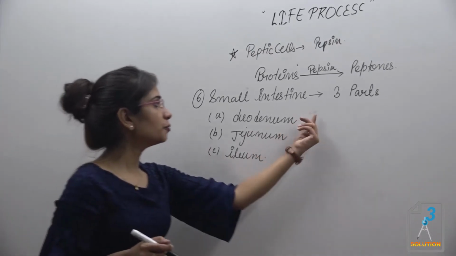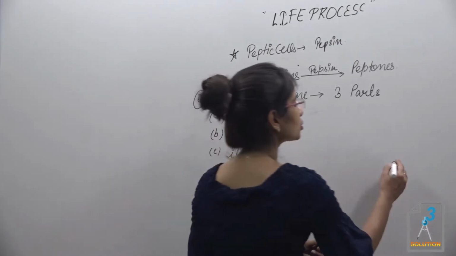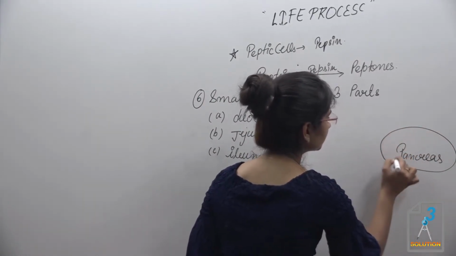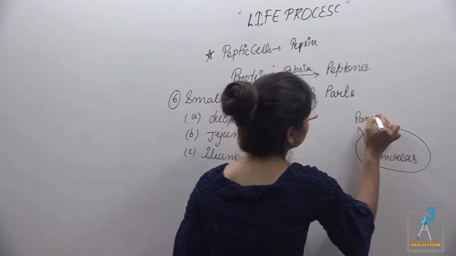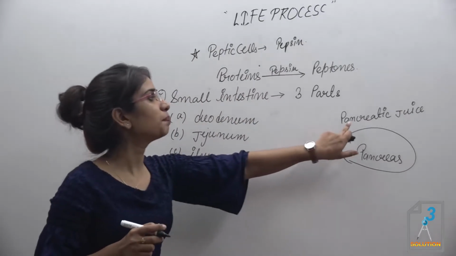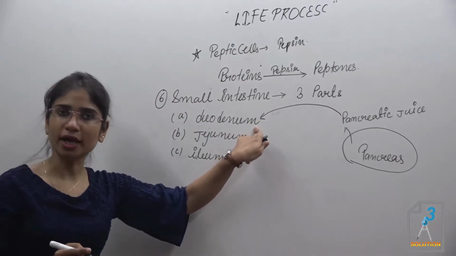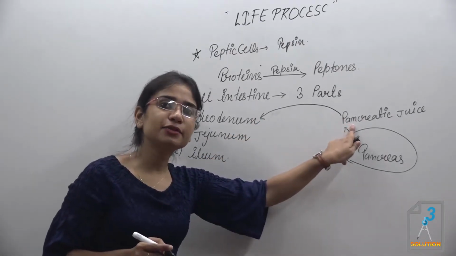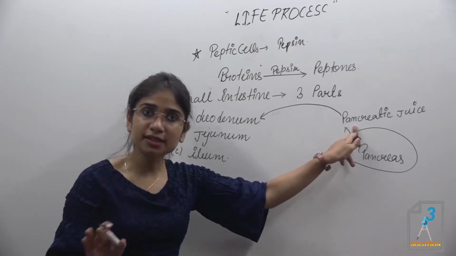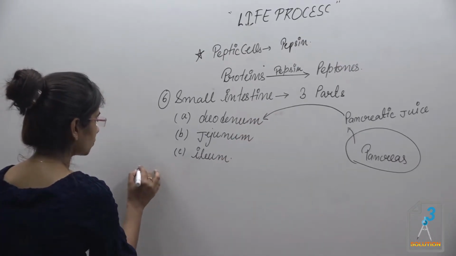The duodenum portion is very important because in this portion there is a gland inside the human body called the pancreas. This pancreas secretes pancreatic juice, and this pancreatic juice is added into the duodenum portion of the small intestine. This pancreatic juice contains several enzymes which are responsible for the emulsification of the fats. That is the thing. Next, the jejunum and ileum are designed.